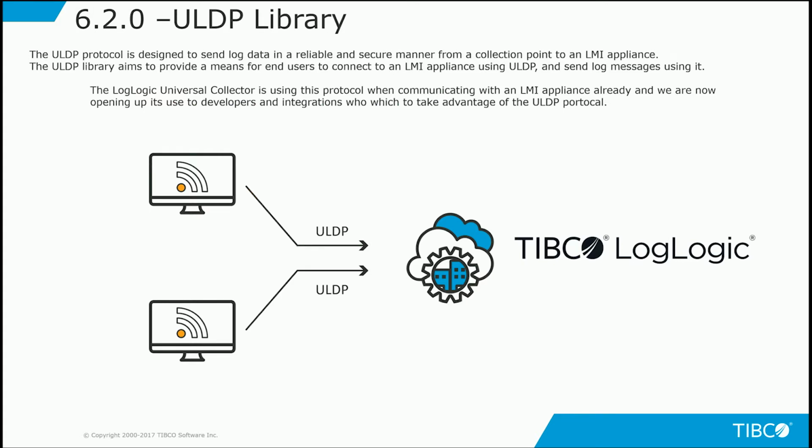New in 6.2 is the ULDP Protocol Library. This is designed to send log data in a reliable and secure manner from a collection point to an LMI appliance. The library aims to provide a means for end users to connect to an LMI appliance using the ULDP protocol and send log data messages using it. This protocol has previously been available and used by the LogLogic Universal Collector. However, now we've externalized this in a library which can be now picked up and incorporated by developers and integrators who want to take advantage of the ULDP protocol's encryption as well as secure transport layer.